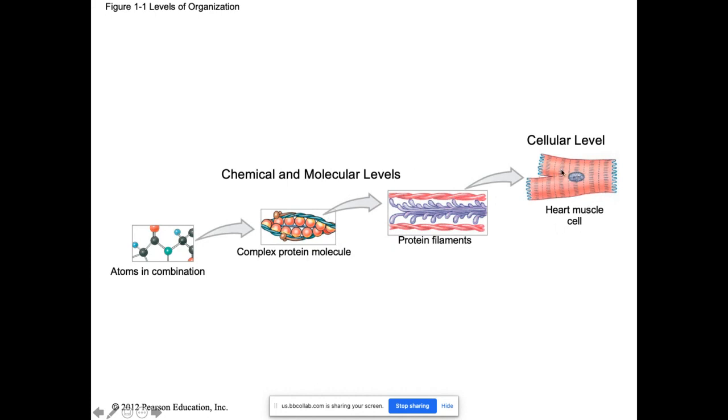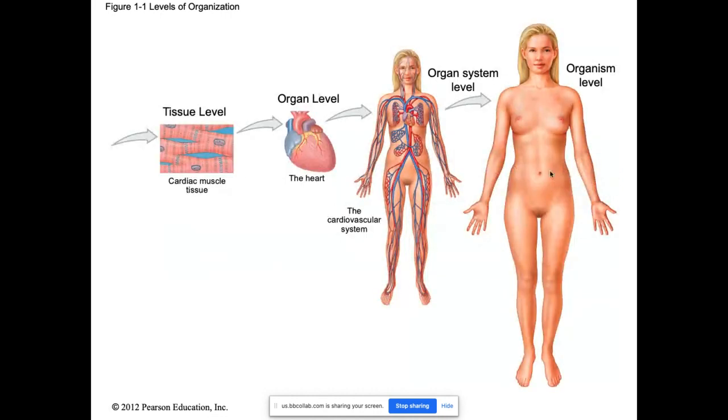In this case, it is a heart muscle cell or a cardiomyocyte. I'm just giving you an example. And then these cells come together and they make tissues. Now, when you cover tissues, we're going to learn that there's 4 basic types of tissues in the body. There's epithelial tissue, connective tissue, muscle tissue, and neural tissue. Again, 4 types of tissues: epithelial tissue, connective tissue, muscle tissue, and neural tissue. When you cover tissues, you'll go over that.